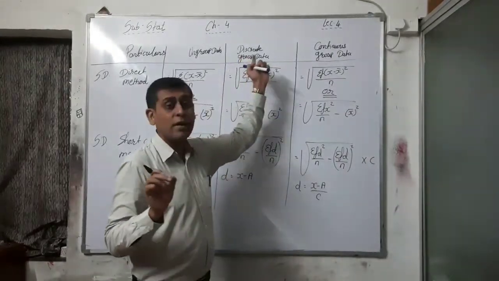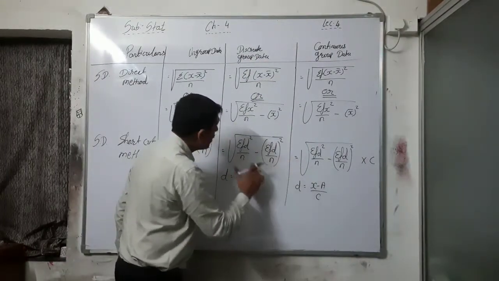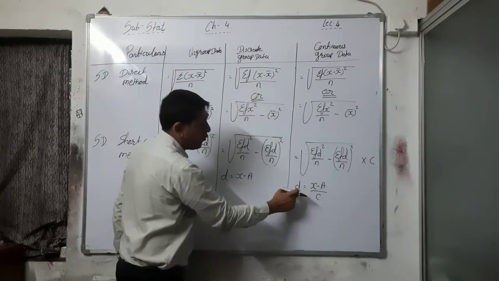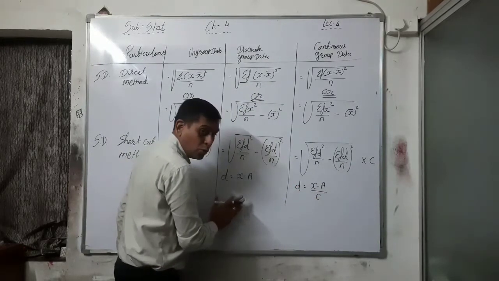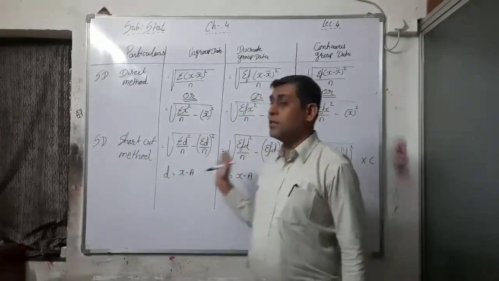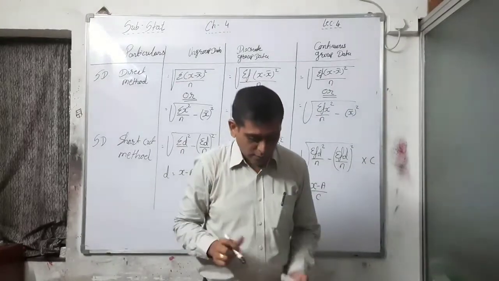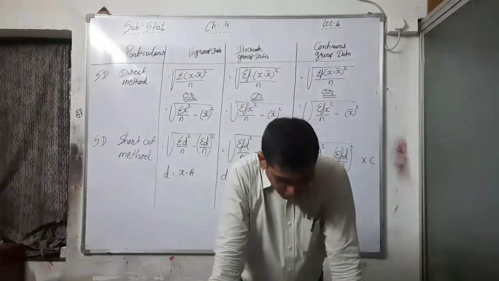of discrete group data. So we have to use this, as well as this, for discrete group data if we are taking d equal to xi minus a upon c. Please keep in mind, this formula is for standard deviation. First of all, write down all the formulas for the standard deviation.